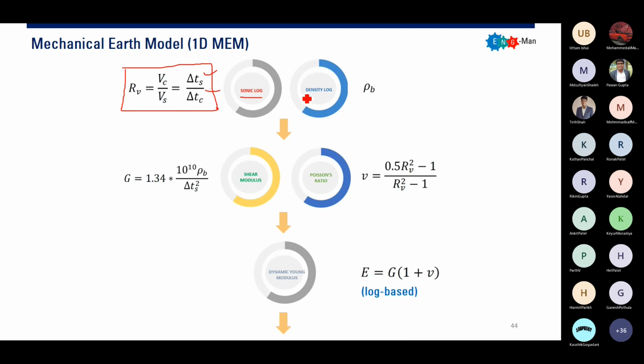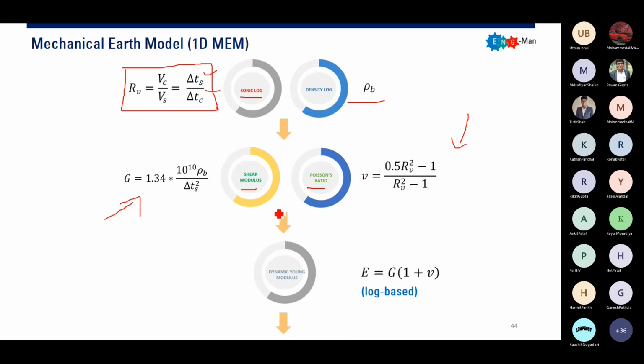And from density log, we have the bulk density of the rock. Using the data, we can now calculate the shear modulus. I talked about shear modulus before, and now you can see the importance of shear modulus in this calculation. And now we can also calculate the Poisson ratio, right? So now shear modulus and Poisson ratio are involved in hydraulic fracturing design.